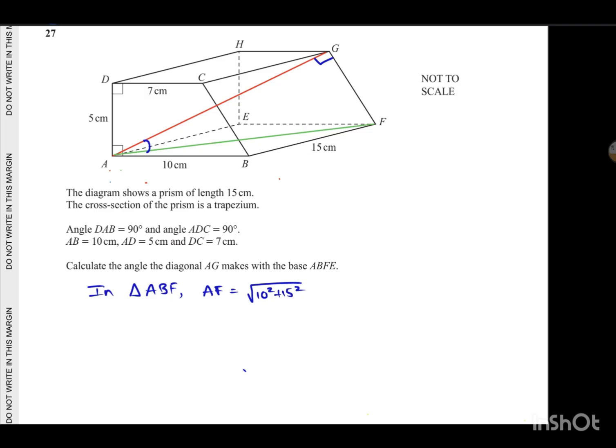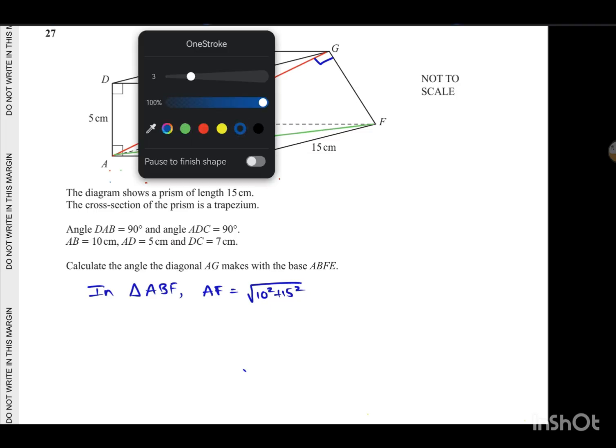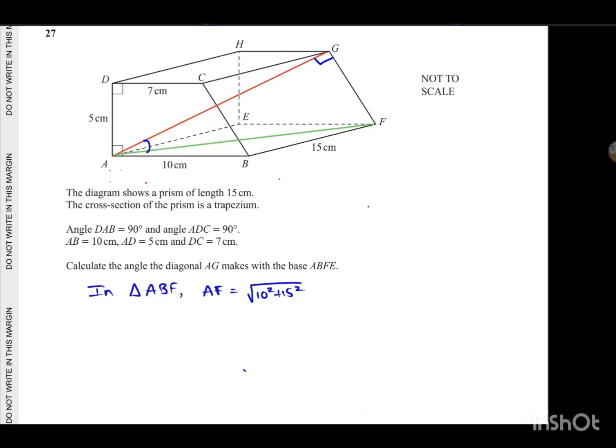To find AG, we need to draw one more line here on the top of the prism. So from D to G, I'll connect a line that will be a diagonal for rectangle DCGH. So when I take this side, I will get the value of that line DG. Using DG and DA, I will find out this line AG.